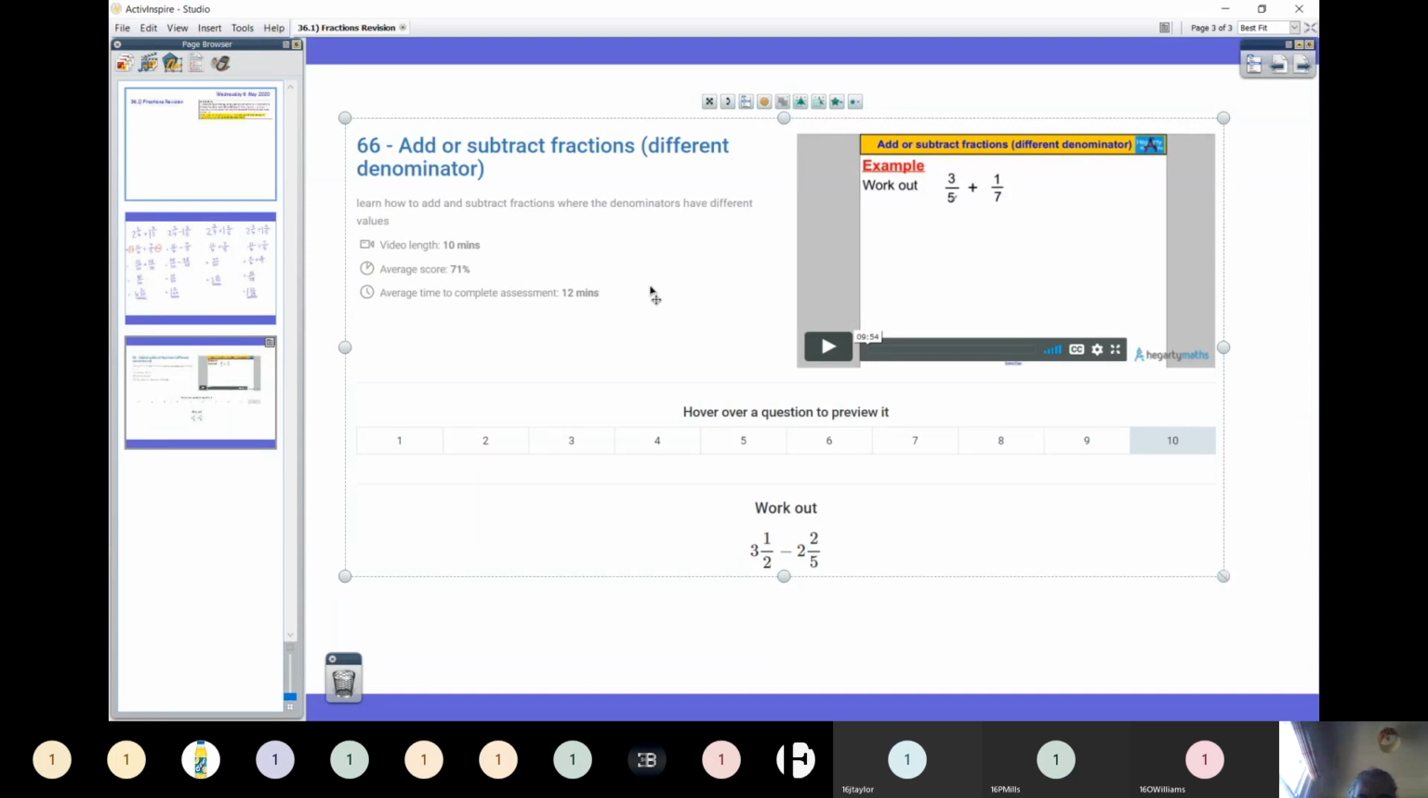In short, please can you all do 66? That's the compulsory bit of work. If you want an extension activity, then go and do some of the other fraction ones around there. But this is the one I'd really like you all to go and get 100% in if you can.